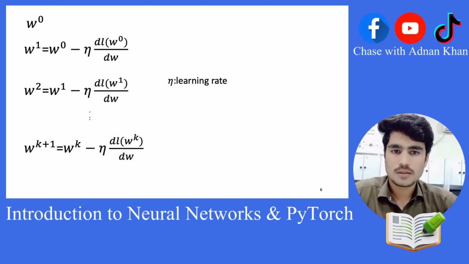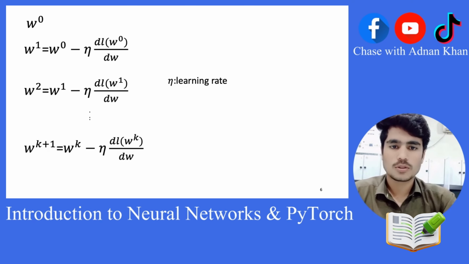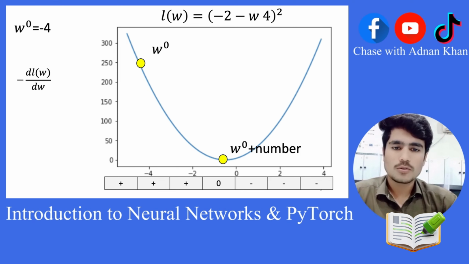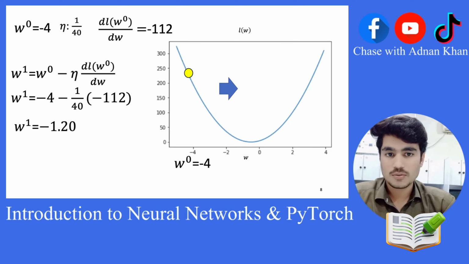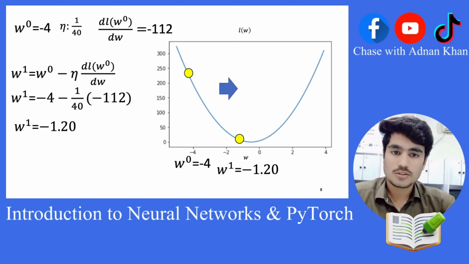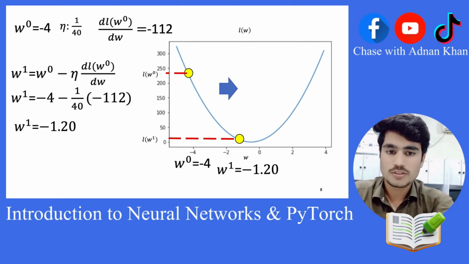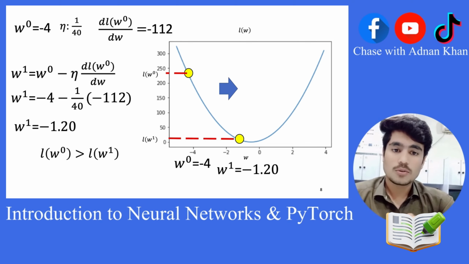Let us clarify the process with an example. We start off with a guess of -4. The value for the derivative at -4 is -112. We will use the following value for the learning rate. We calculate the first iteration. The value of the parameter for the first iteration is -1.20. The value for this parameter has a smaller loss. We can see the loss is lower after the first iteration.